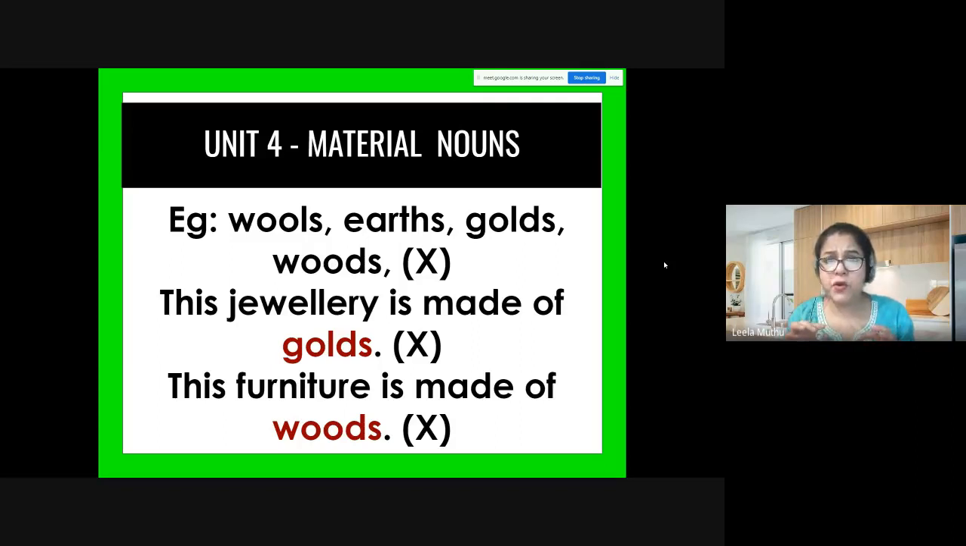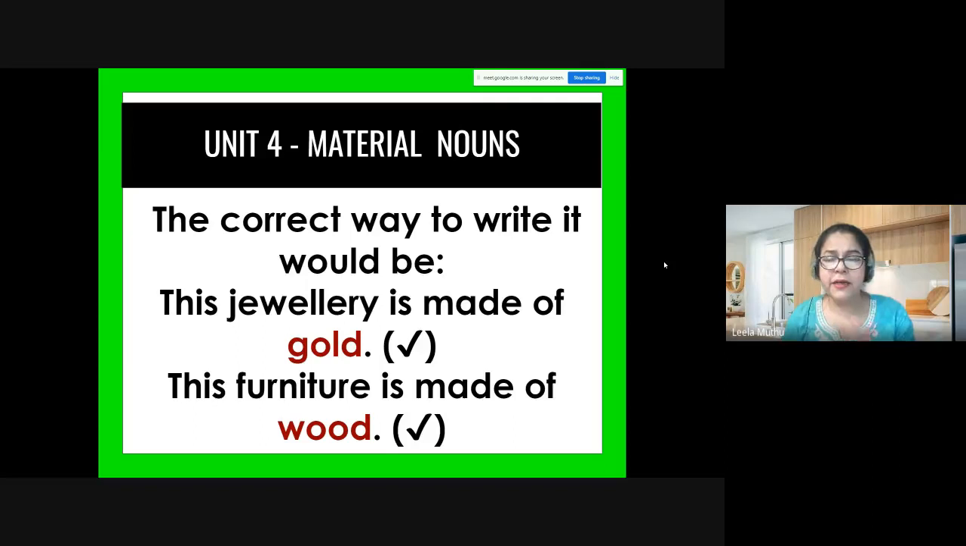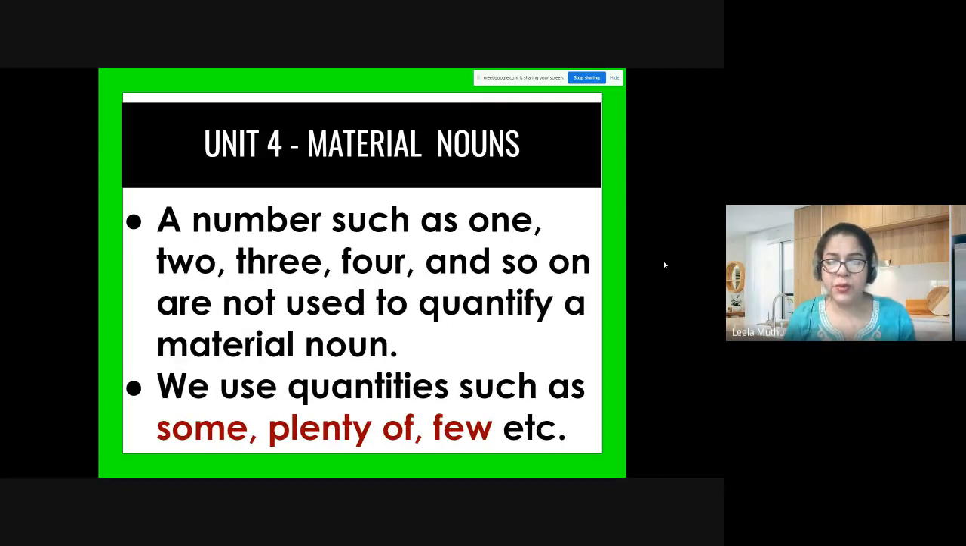This jewelry is made of golds. Terrible grammar. You don't say that, because you cannot add an s to gold. This furniture is made of woods. Not the right answer. The correct way to write it would be this jewelry is made of gold. This furniture is made of wood. Numbers such as 1, 2, 3, 4, 5 are not used to qualify a material noun. Remember, I told you about adjectives which are used before uncountable nouns.